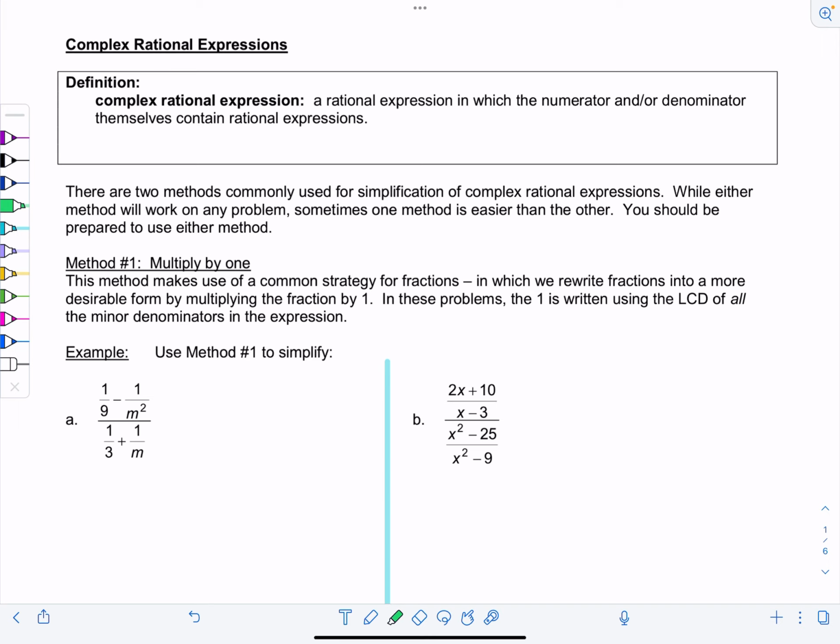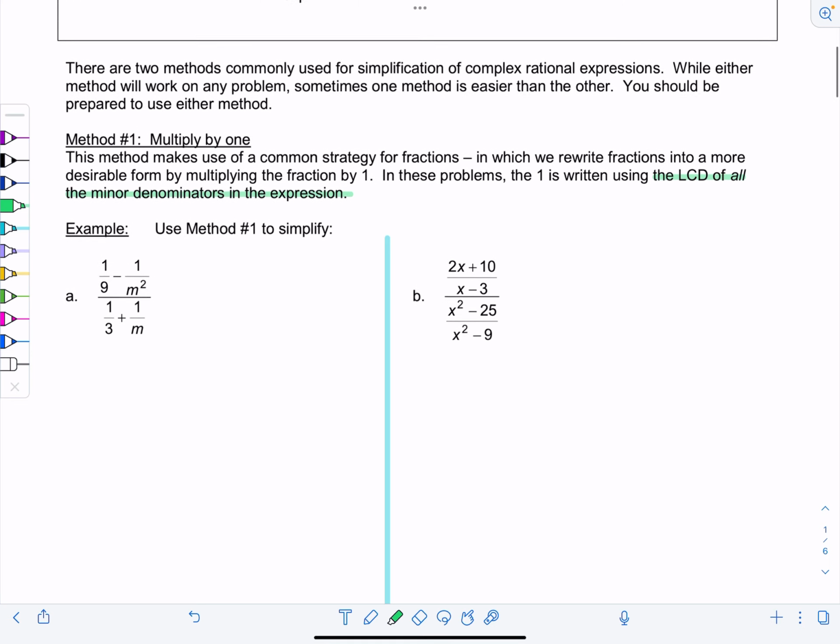So first method, my favorite one, is when you multiply the entire expression by 1. This method makes use of a common strategy for fractions in which we rewrite fractions into a more desirable form by multiplying the fraction by 1. And in these problems, the 1 is written using the LCD, or the least common denominator, of all the minor denominators in the expression. So what the heck does that mean? I'll show you right now with an example.